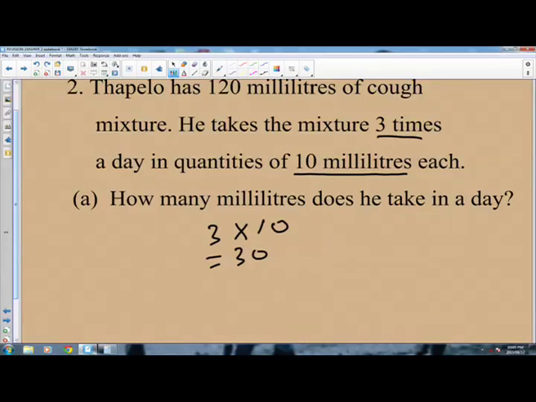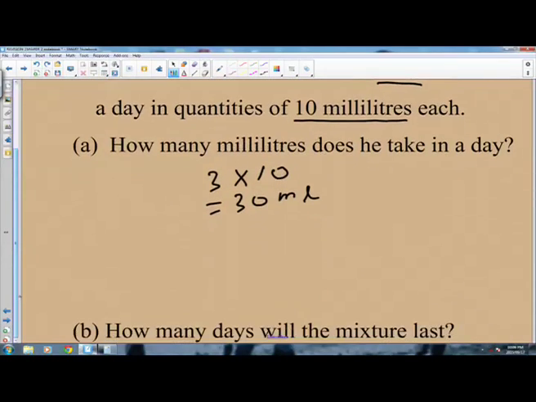The question says: how many milliliters does he take in a day? So in a day he takes 30 milliliters. And then what about the next question? That is part B to this question.